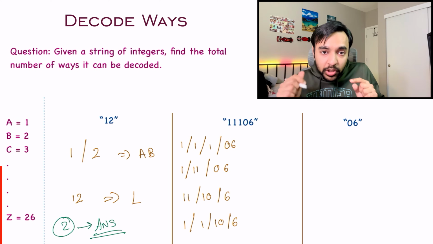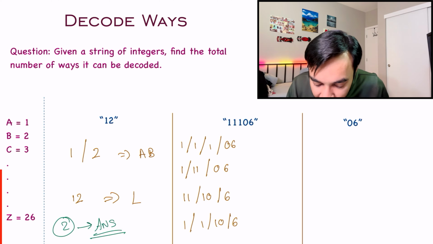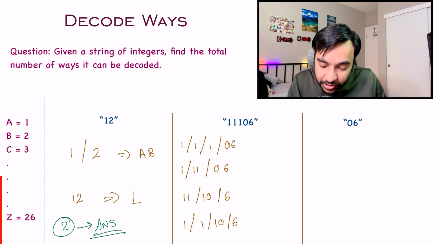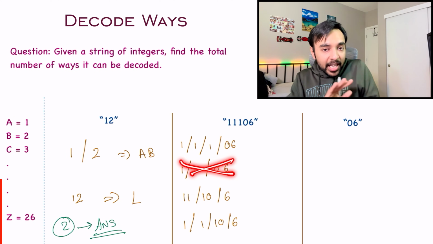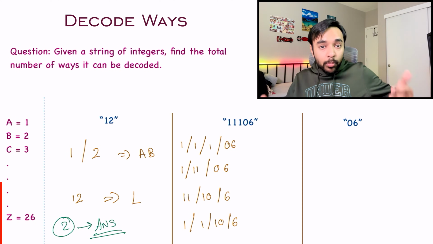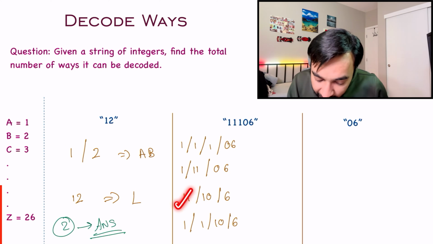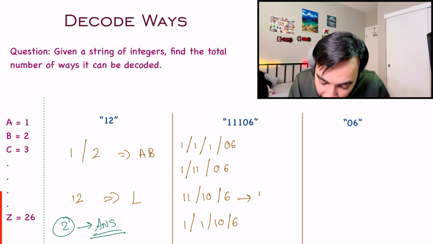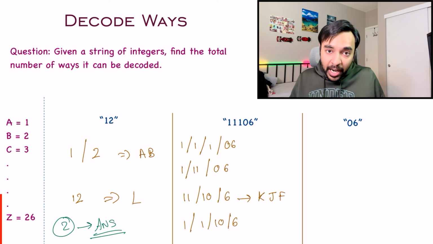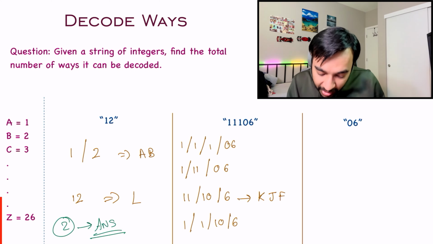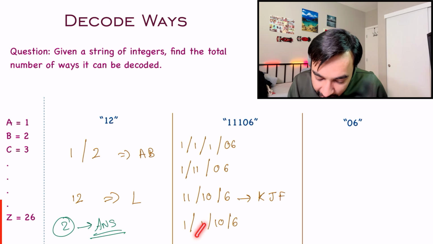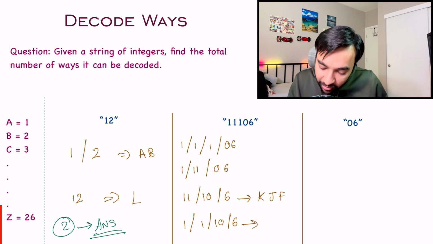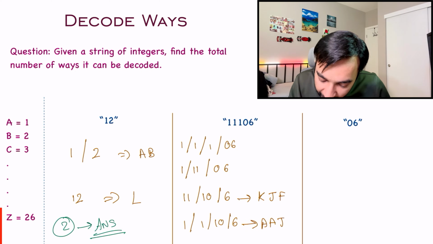Similarly, now move on to the next split. Over here I have 1, 11 and then 0, 6 again. Both 1 and 11 are valid, but 0, 6 is not valid. So this entire case becomes invalid. Now move on to the next case. 11 is valid, 10 is valid, and then a 6 is valid. So now, if you try to map it, they will become K, J, and F. And moving on to the last split, I have 1 that is valid, 1 is valid, 10 is valid, and a 6 is also valid. So when this decodes, it will become A, A, J, and F.